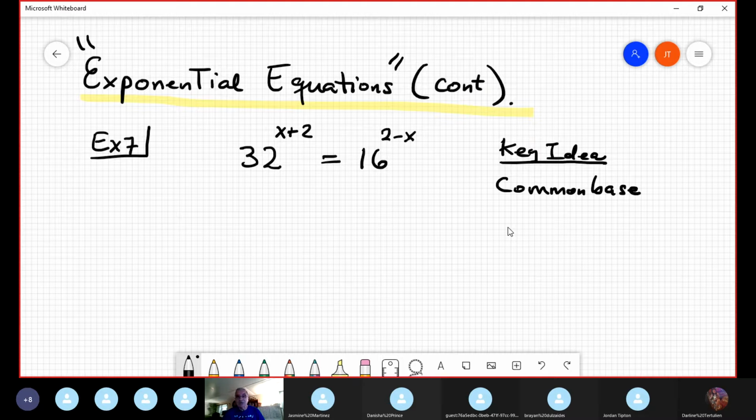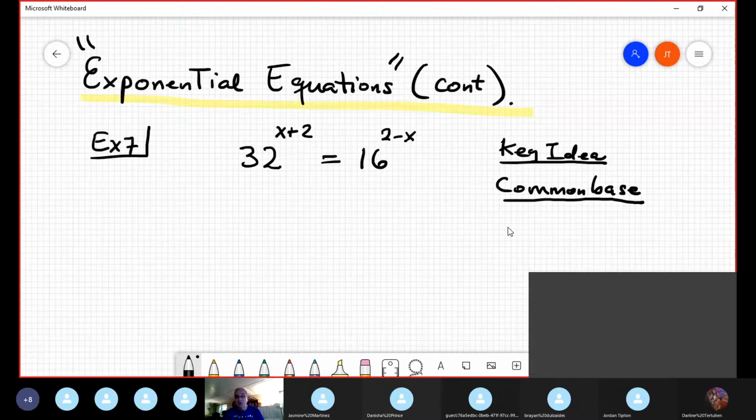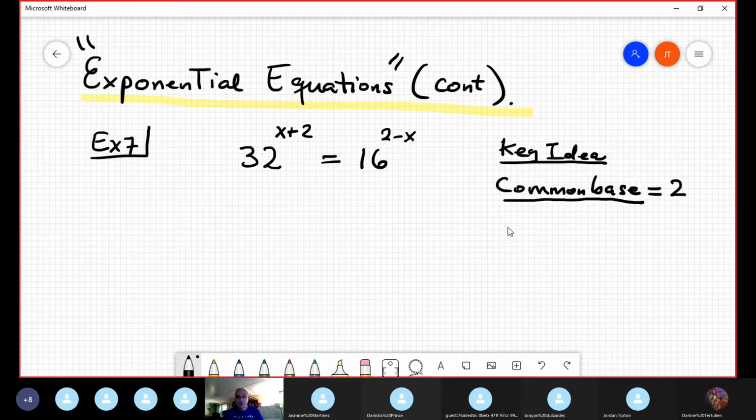Okay, so this is the key idea, to find the common base. What do you suppose is the common base in this example? 32 and 16 are the bases of these two exponential functions, no? But I need to manipulate, I don't know, see. It's 2, very well, Rosalinda. Rosalinda says it's 2. How do you know it's 2, guys?